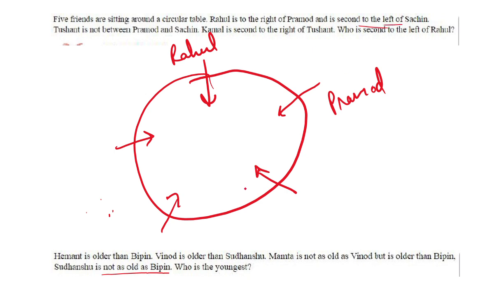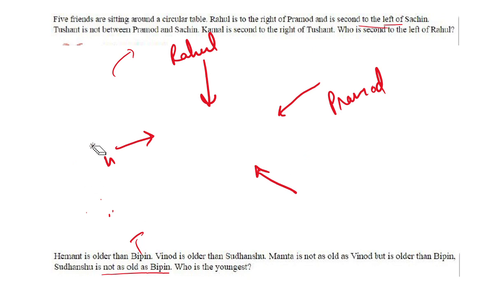And is second to the left of Sachin. What would be left of Sachin? Second to the left, second to the left. Left will be here. Pramod will be second to the left of Sachin. So Sachin's place will be here. Tushant is not between Pramod and Sachin. Kamal is second to the right of Tushant. Okay. This arrangement won't follow. We need to make it again as conditions are being violated.